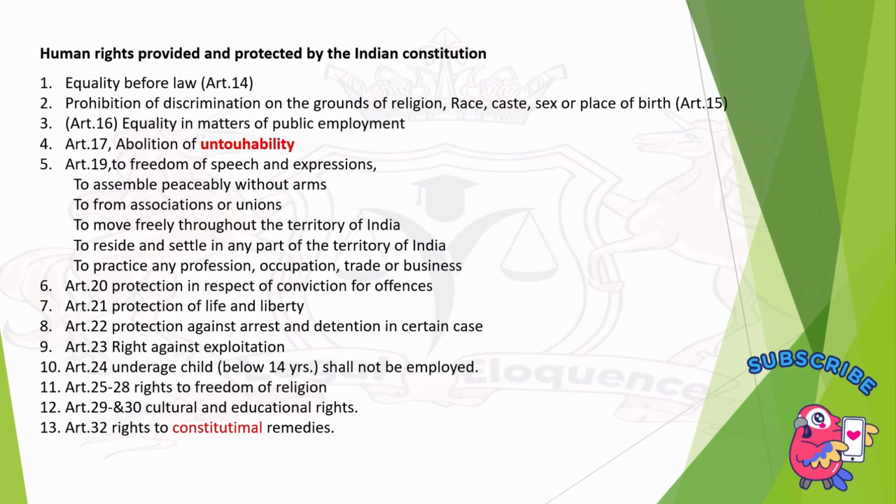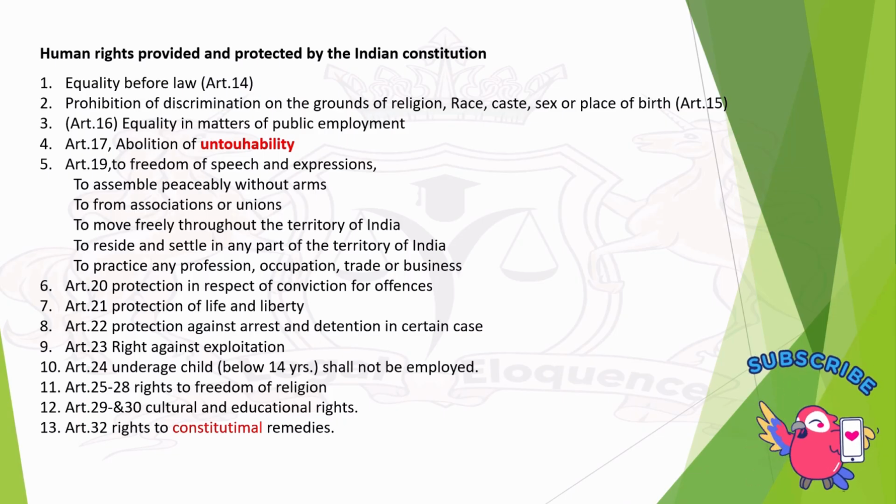Human rights provided and protected by the Indian Constitution: equality before law, as mentioned in Article 14; prohibition of discrimination on the grounds of religion, race, caste, sex or place of birth, as mentioned in Article 15. Article 16 says equality in matters of public employment. Article 17, abolition of untouchability. Article 19, the right to freedom of speech and expression, to assemble peacefully without arms, to form associations or unions, to move freely throughout the territory of India, to reside and settle in any part of the territory of India, to practice any profession, occupation, trade or business.